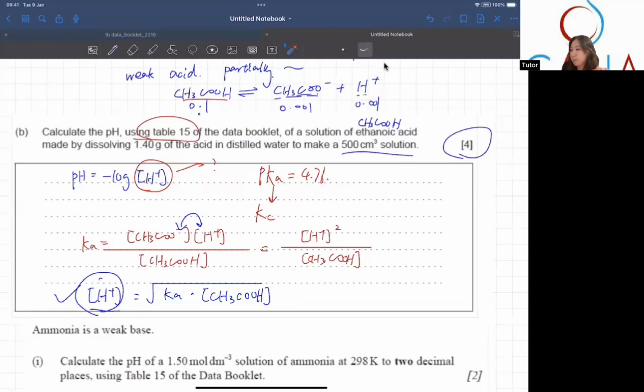So first of all, what is the value of Ka? The value we got from the data booklet is pKa is 4.76. If you didn't know, pH is minus log H+, and pKa is actually minus log Ka. So this means Ka would be equal to 10 to the power of minus pKa. So in this case, it would be 10 to the power of minus 4.76. That's the value of Ka. Okay. We have one of the values here already.